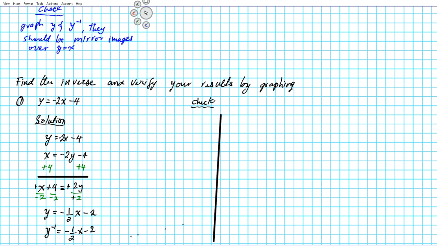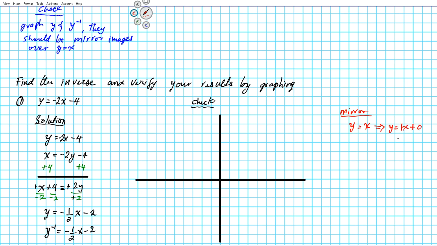So let's go ahead and graph them. So in our coordinate system, let's start by graphing the mirror image first. So our mirror is y equals x. If we write this in slope-intercept form, it's y equals 1x plus 0. So our slope is 1 over 1, rise 1, run 1, and our y-intercept will be 0.